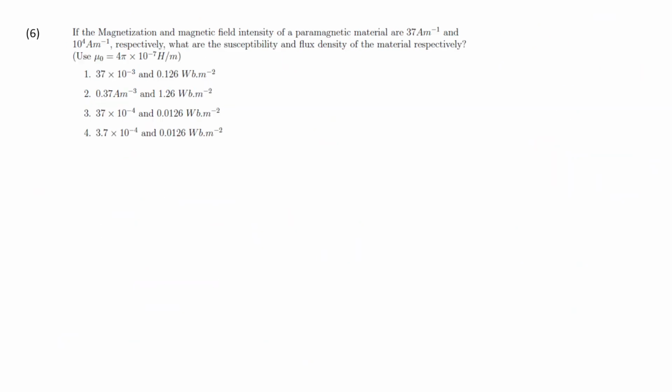Now let us go to the next question. It is asked if the magnetization and the magnetic field intensity of the paramagnet are given. The magnetization is given by M, and it is 37 ampere per meter. Okay, and the magnetic field intensity is given by H, and it has been given 10 to the power 4 ampere per meter.